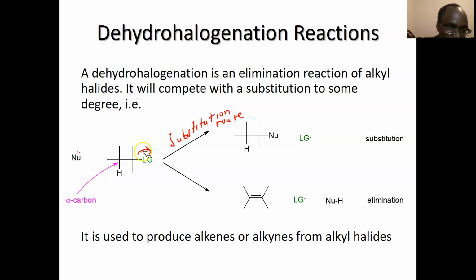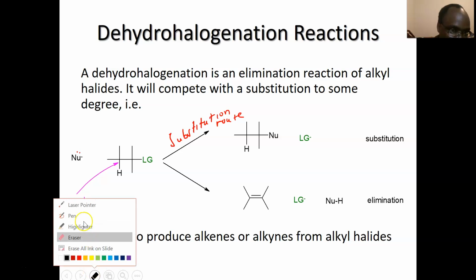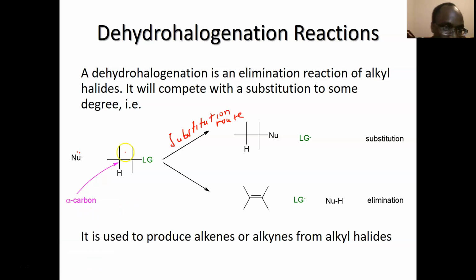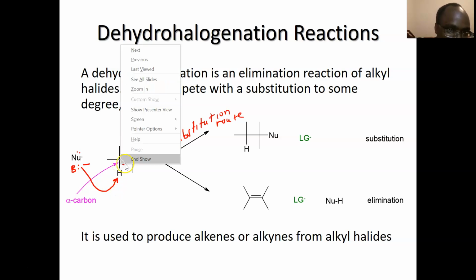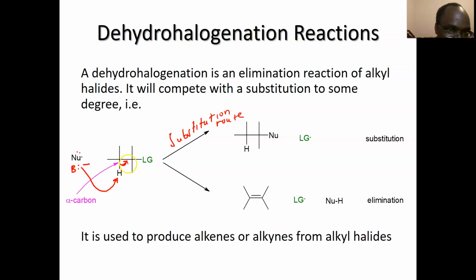For eliminations, we will not do that. We'll not directly attack the carbon bearing the leaving group. This nucleophile will instead play the role of a base. It's going to take out this hydrogen, and then we use this bond to make a double bond, and now the leaving group can leave. That's one way we can do it. This process, where it's concerted, is called E2. Alternatively, the leaving group can leave, you get a plus charge, and then we do this. That would be E1.